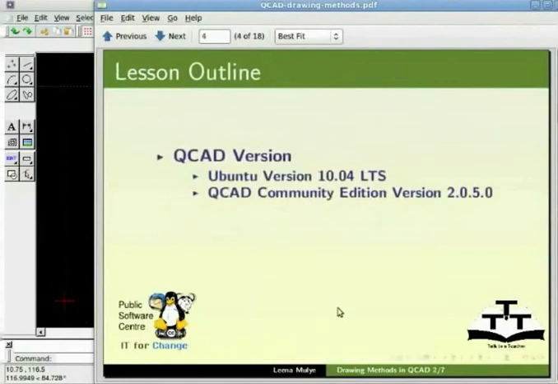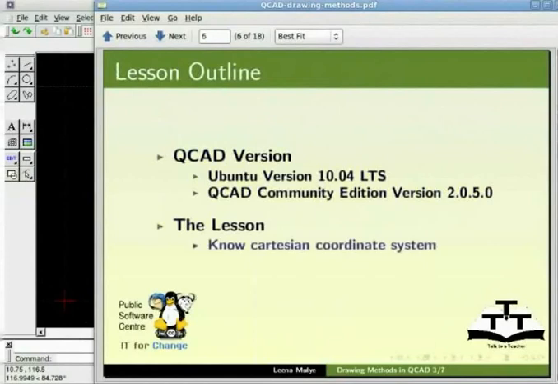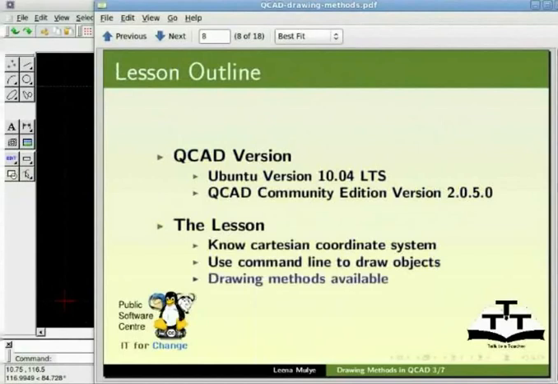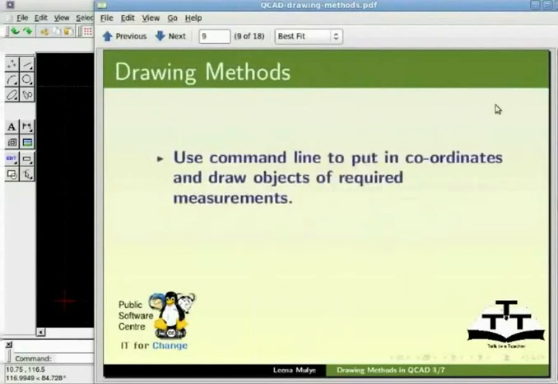For this tutorial I am using GNU Linux operating system Ubuntu version 10.04 LTS and qcat Community Edition version 2.0.5.0. In this tutorial we will see the Cartesian coordinate system, how to use the command line to draw objects, and the different drawing methods available in qcat. Let us first see how to use the command line to put in coordinates to draw points and draw objects of required measurements using the Cartesian coordinate system.